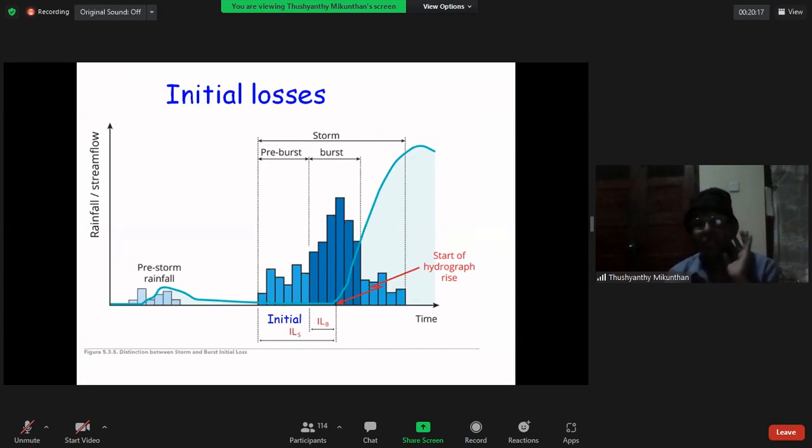So here see, flow is here. Here is the significant rise, or the start of the hydrograph rising limb. So this is the initial loss.